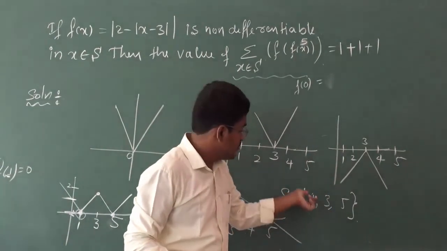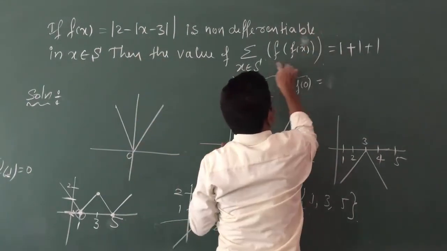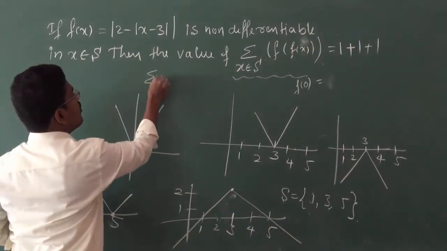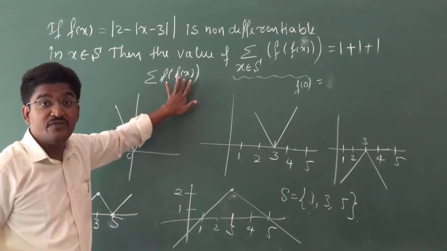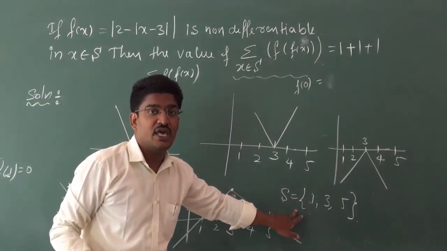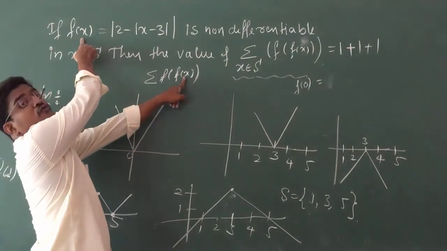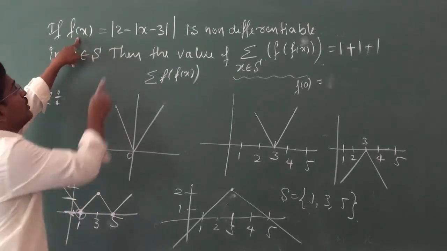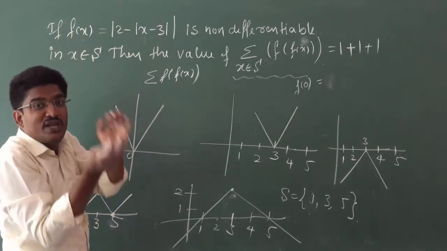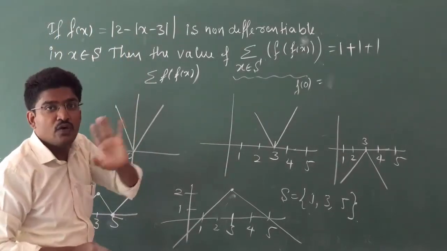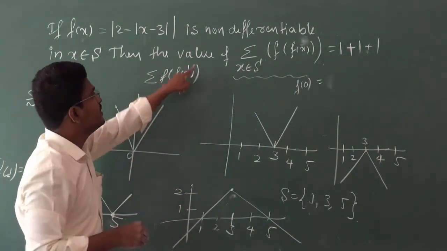If you don't understand, you got 3 points. After getting 3 points, you take 1 and put it here. That means summation of f of x has to be simplified. Clear? You take 1, put in this. f of 1, that means x value is 1. 1 minus 3 is minus 2. Mod of minus 2 is plus 2. 2 minus 2 is 0. So the output of f of 1 will be 0.